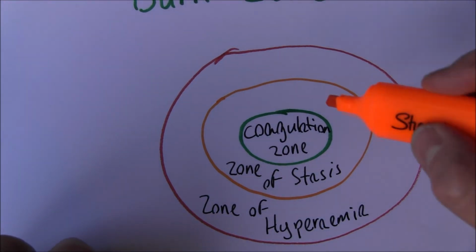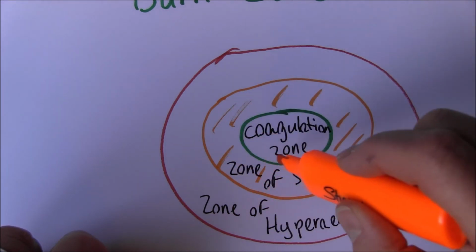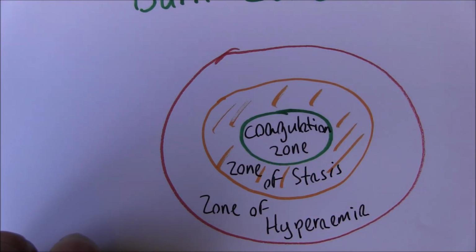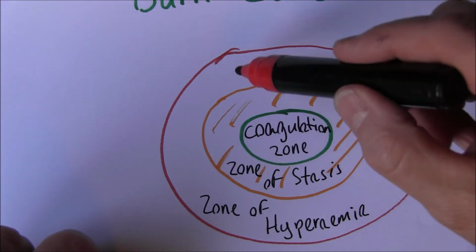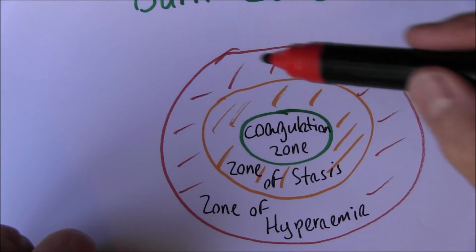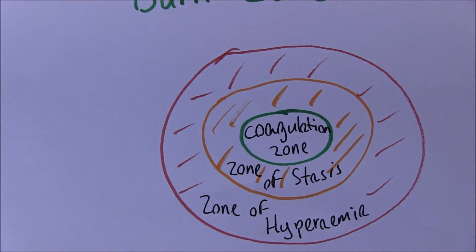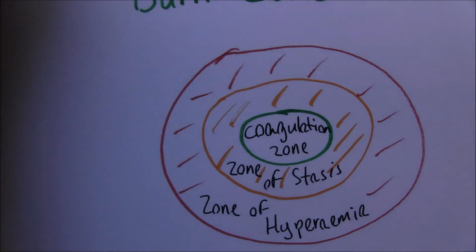So we have these distinct zones. These are three-dimensional, of course. They go into the depth of the burn as well as round about in the side-to-side direction. So it's a three-dimensional burn. So coagulation is dead, zone of stasis, reduced blood supply, zone of hyperemia. And we need to think about the implications of this.